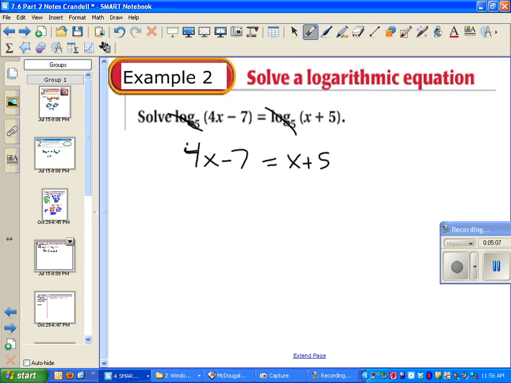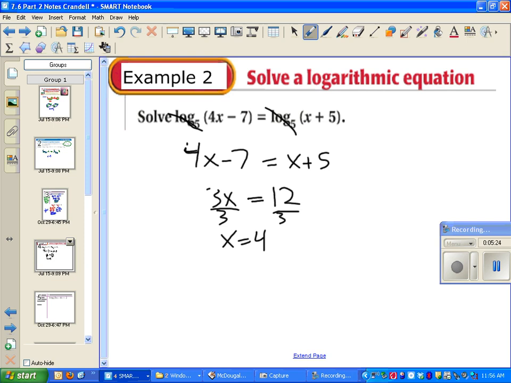So if you can do this all by your lonesome, go for it. Pause it. Hopefully you paused it before that, though. All right. We subtract x, we get 3x. We add 7 to both sides, get 3x equals 12. Divide both sides by 3, and x is equal to 4.